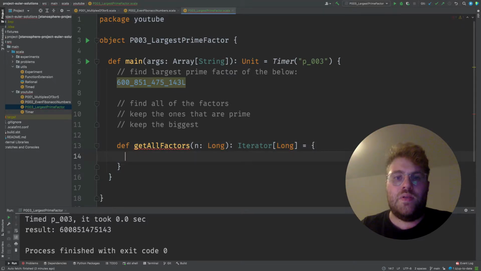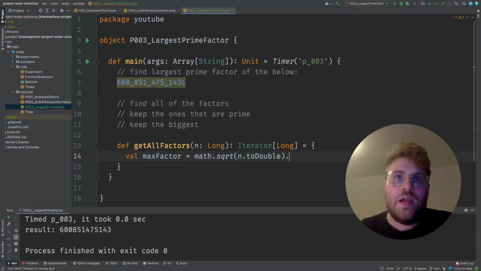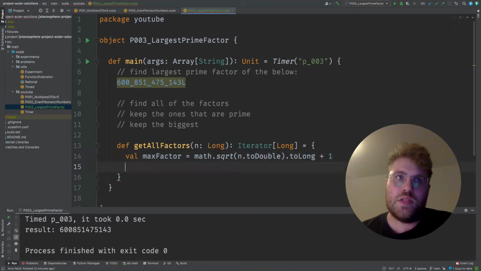And then we want to find this max factor thing, which I think is a makeup brand, isn't it? Max Factor. But we want to find this max factor, and it's just going to be the square root of n, essentially. But there's always going to be some ceremony around square rooting numbers that are not in the right type that makes them square rootable. You can only really square root a double, then you can turn it back into a long. And then, just for good measure, I'm going to add a 1 on, because with iterators you've got to go 1 beyond where you want to be, which is great.